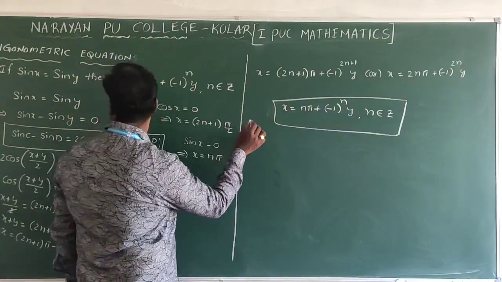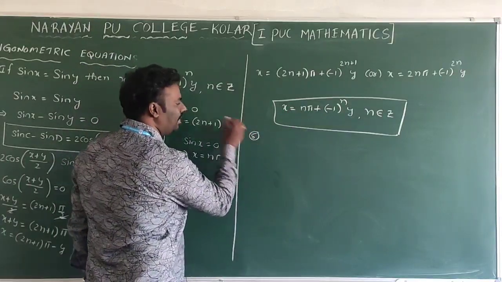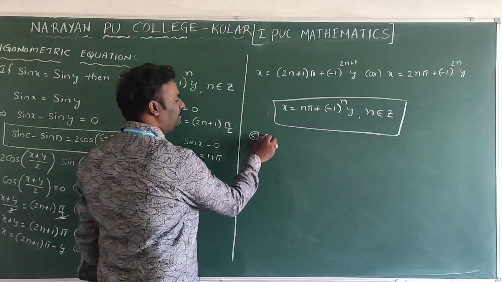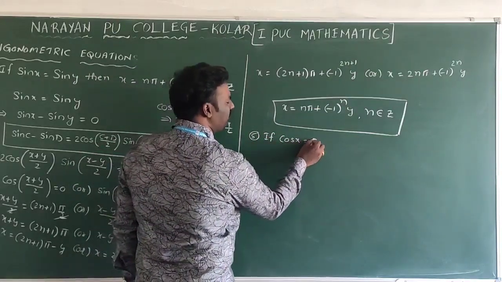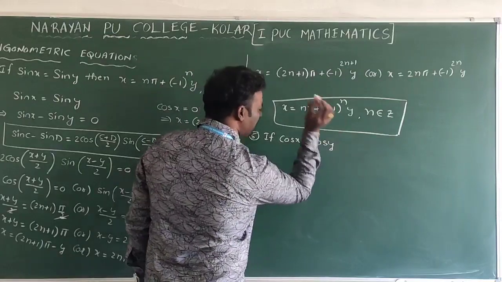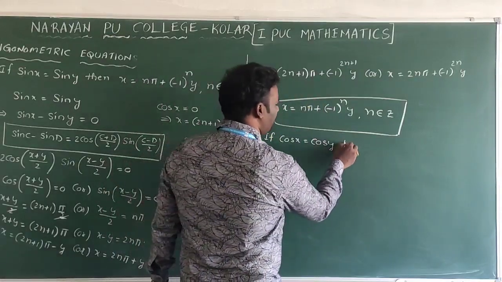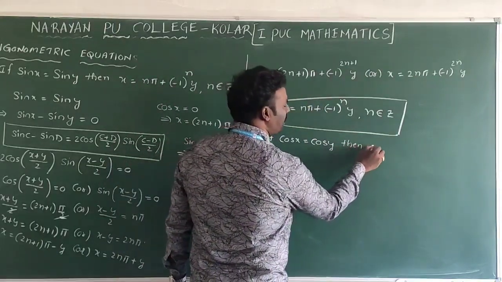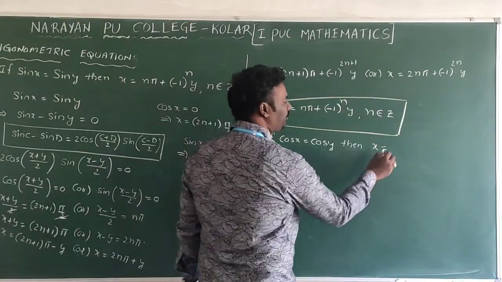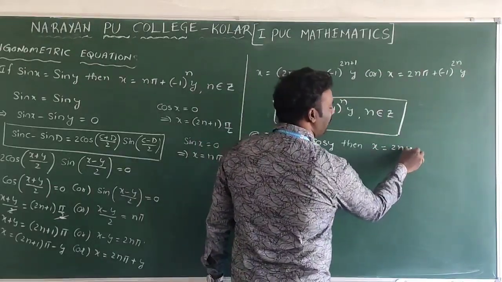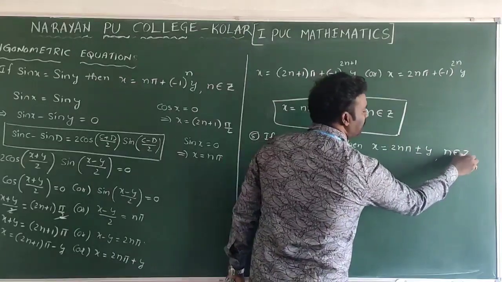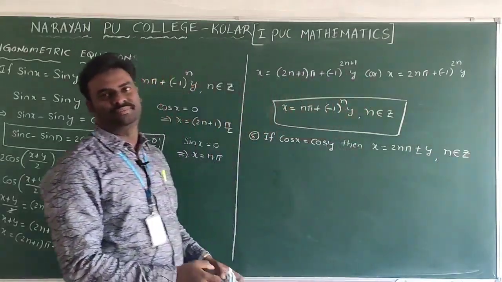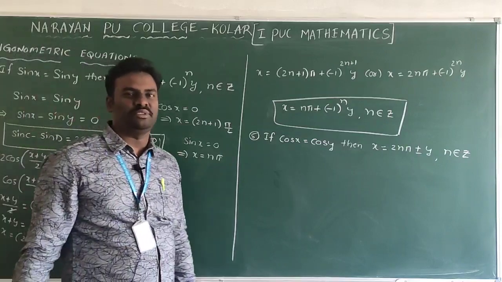Similarly, the fifth one. If cos x is equal to cos y, or you can write cos x is equal to k also, no problem, then x is equal to 2nπ plus or minus y. Some books give alpha also. That is also correct. Alpha is the principal solution.